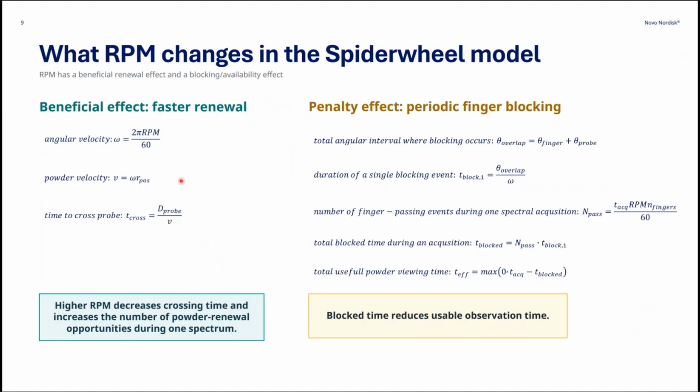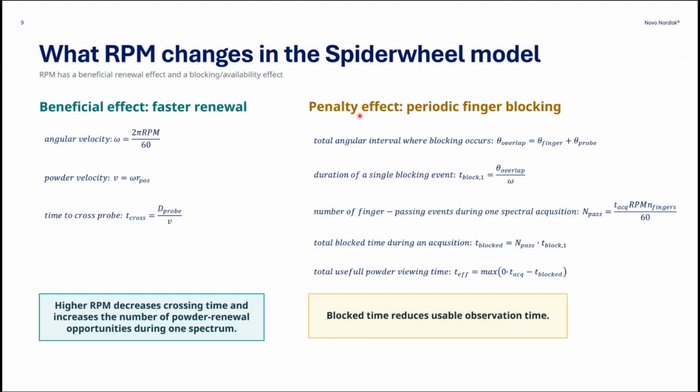So a few equations, very easily. First, faster renewal gives more material. So the angular velocity is simply 2 pi multiplied with the rotation per minute divided by 60. Then you have the angular velocity in radians per second. Then you multiply that with the distance from the center to the probe center. Then you have the velocity across the probe face. And the diameter of the probe divided by that speed is the time it takes to cross the probe. So that's the T crossing.